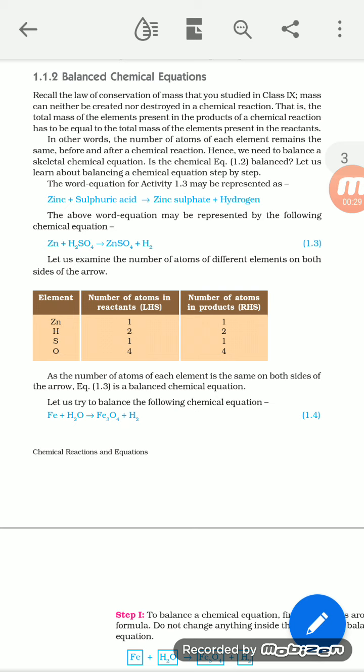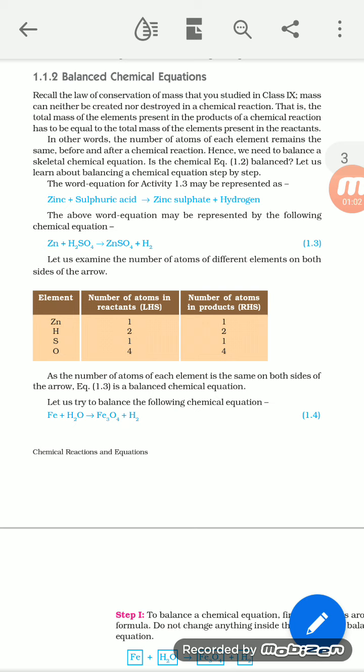Here it is given: recall the law of conservation of mass that you studied in class 9. Mass can neither be created nor destroyed. This is the law of conservation. We cannot create or destroy any mass. That is, the total mass of the element present in the product of a chemical reaction has to be equal to the mass of the element present in the reactant. It means the mass of the reactant and product will be the same before and after the reaction. This is the law of conservation of mass.